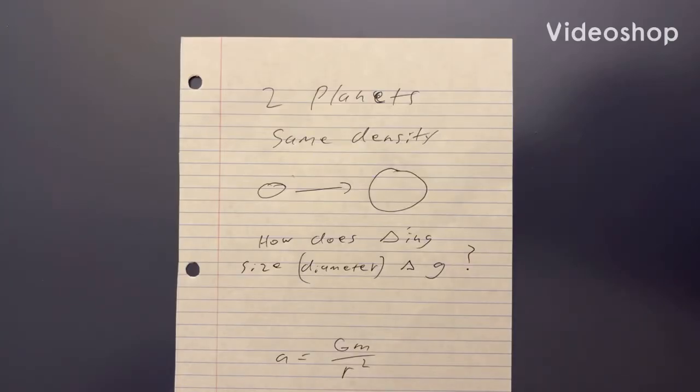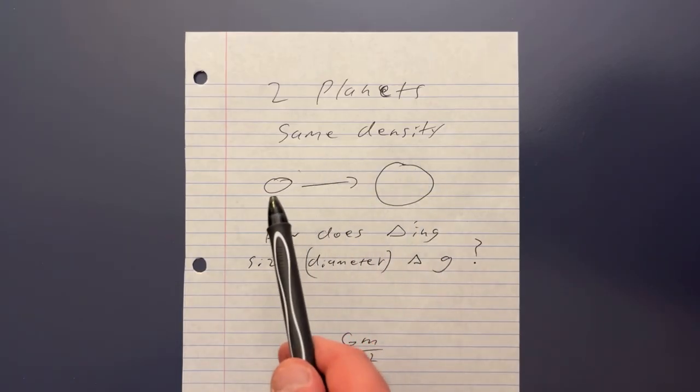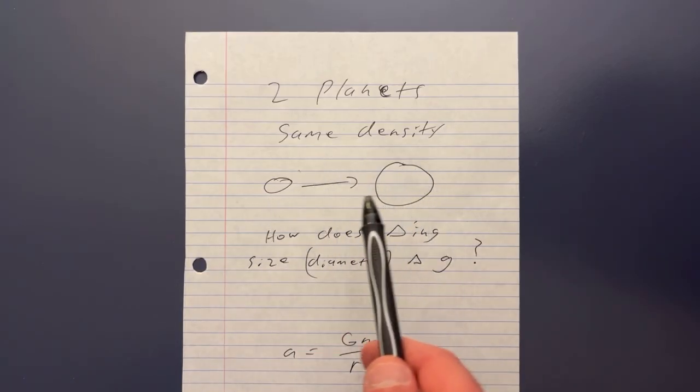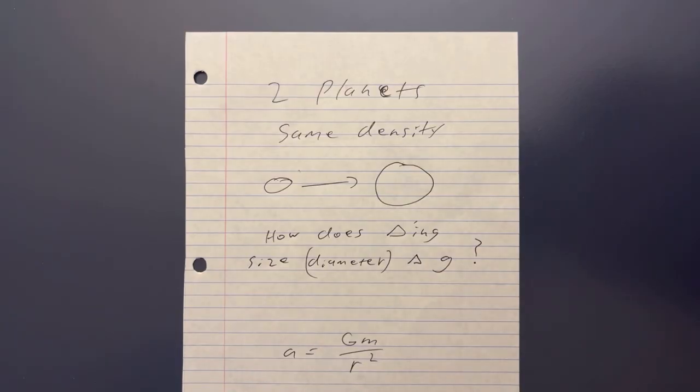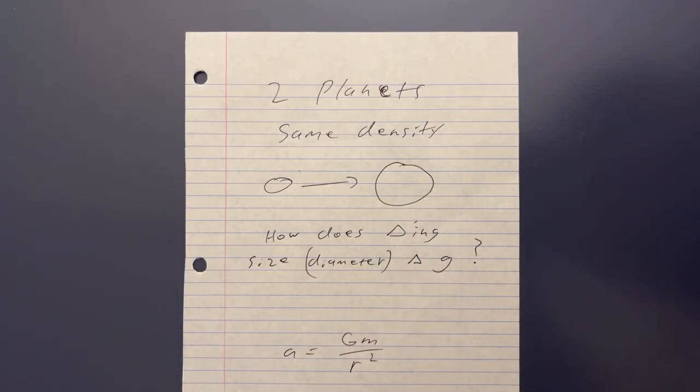Here's a situation where a little bit of knowledge could be misleading. If you have two planets, same density, so you have a small planet here and another planet here that has, say, 10 times the diameter, how does changing the size or the diameter affect gravity on that planet? I think if somebody knew nothing about physics, they might guess that if a planet has 10 times the diameter, then it would have 10 times the gravity.